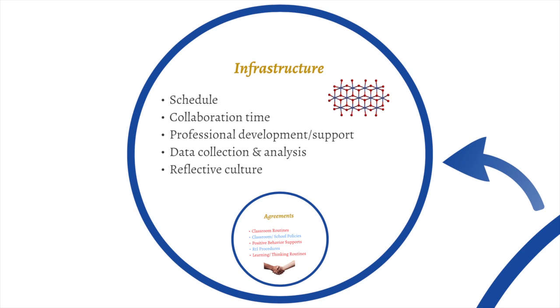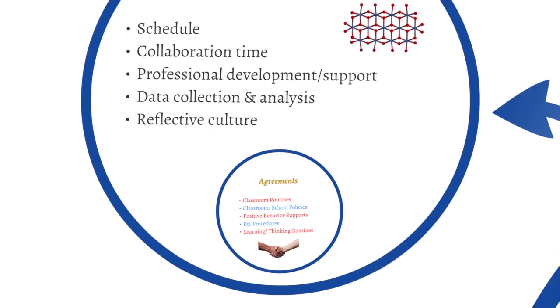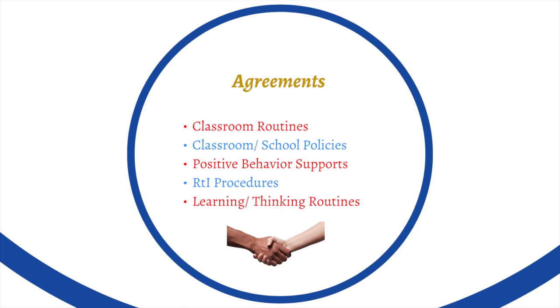There needs to be some sort of professional development and ongoing support for teachers as they are learning new skills and practicing new approaches. There needs to be some sort of data collection and analysis that looks at the success of their teaching and the success of individual students. And overall, there needs to be an infrastructure of a reflective culture. This is a culture that says we are learning as we go along, we're learning from our mistakes, we are experimenting and trying things, we're using research-based strategies, but we want to see if they work in our environment with our population.